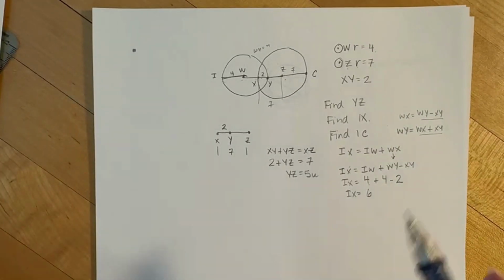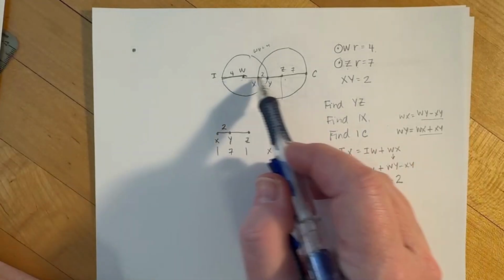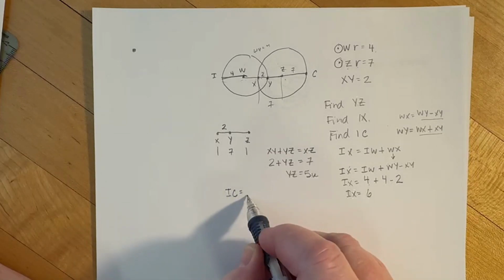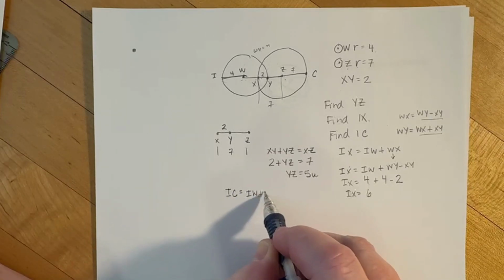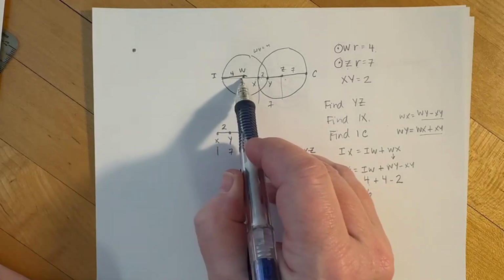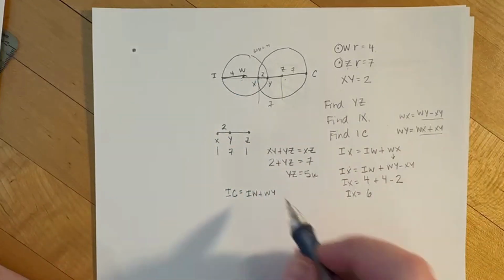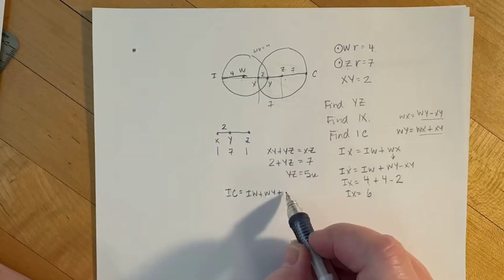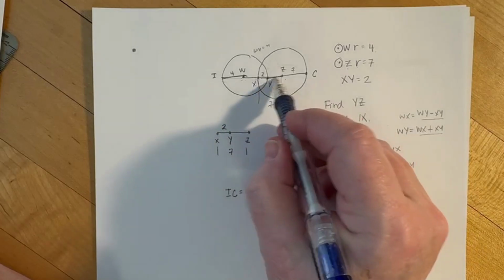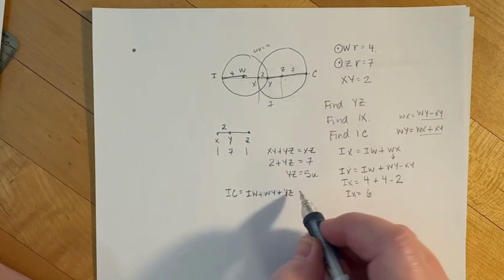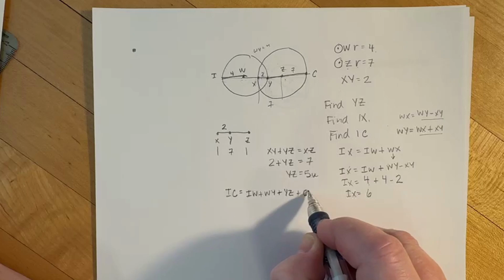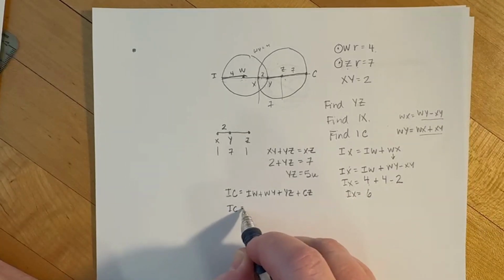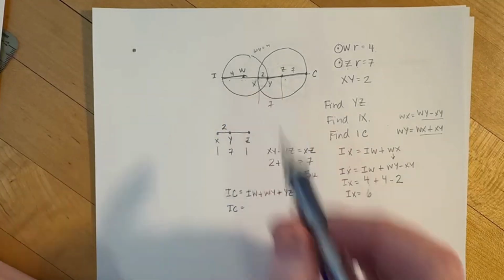And last but not least, we're asked to find IC. This is this whole distance across. Well, IC is equal to IW plus WY, so that's this distance plus this distance, plus YZ, this distance here, and then CZ, sorry, CZ. So IC, well, IW is 4. That was our radius.